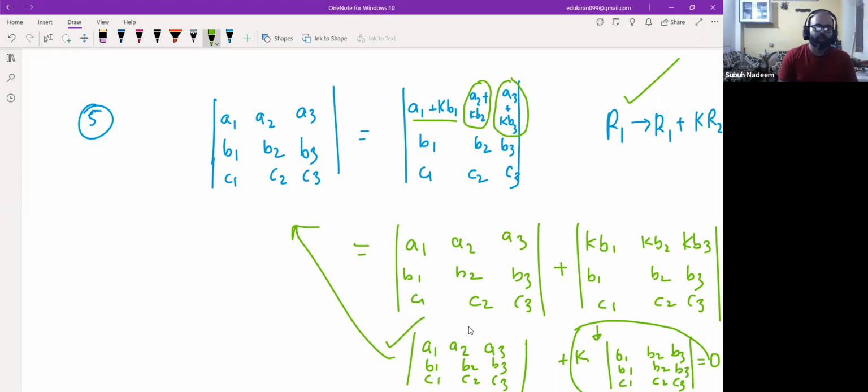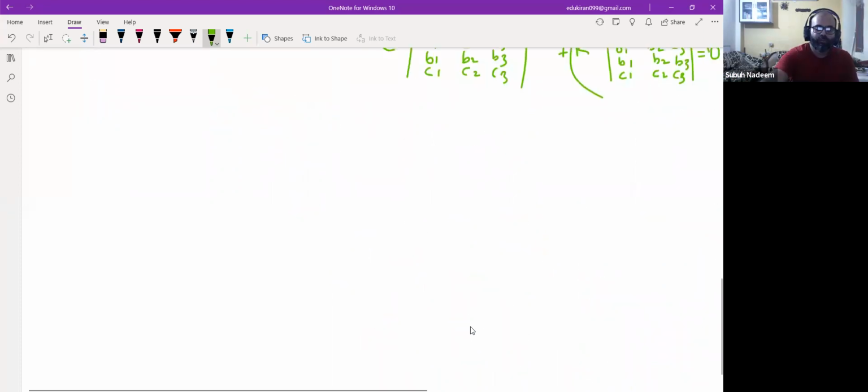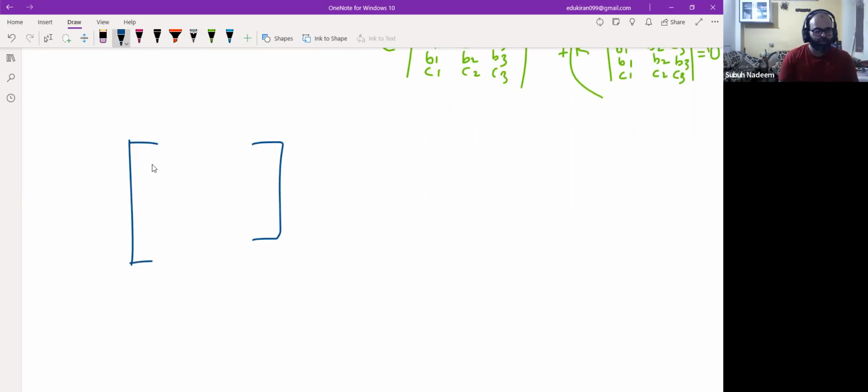One more thing you have to understand, this is very important, as we have done matrices also. When you do a scalar multiplication with a matrix, this is a matrix A1, A2, A3, B1, B2, B3, C1, C2, C3, multiplied with a scalar k. So what would happen?